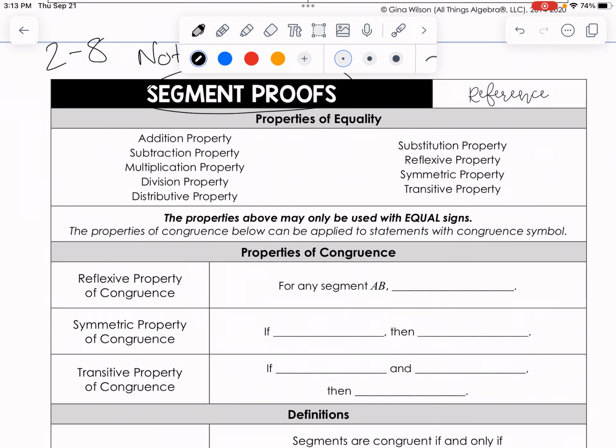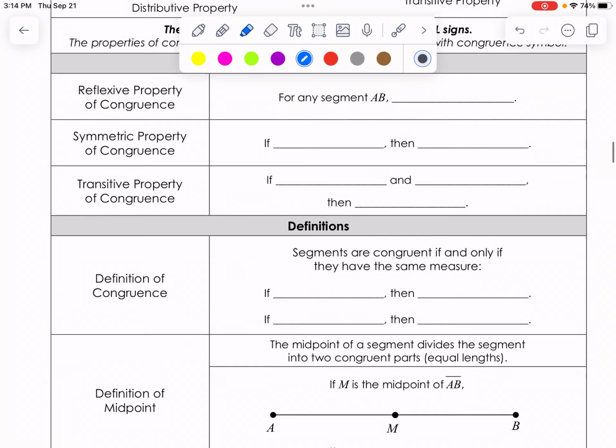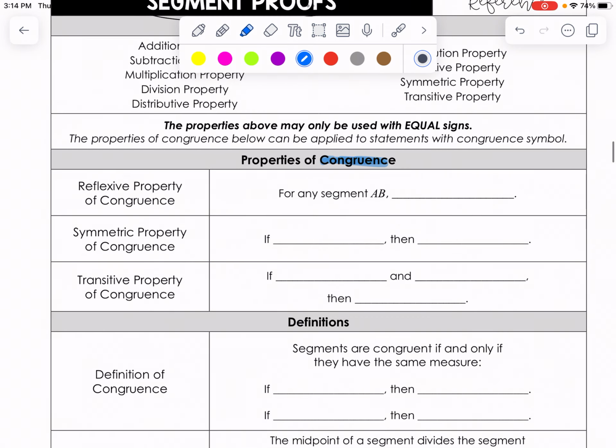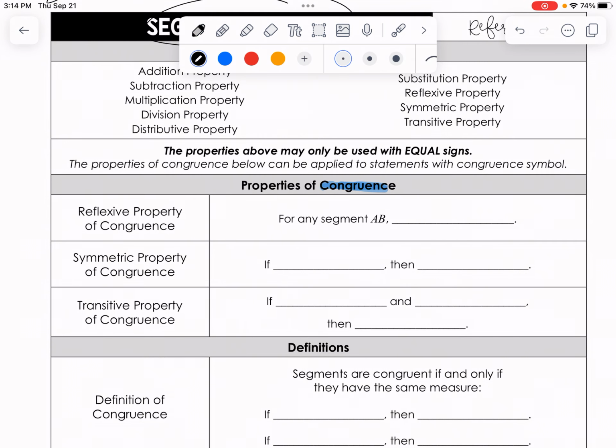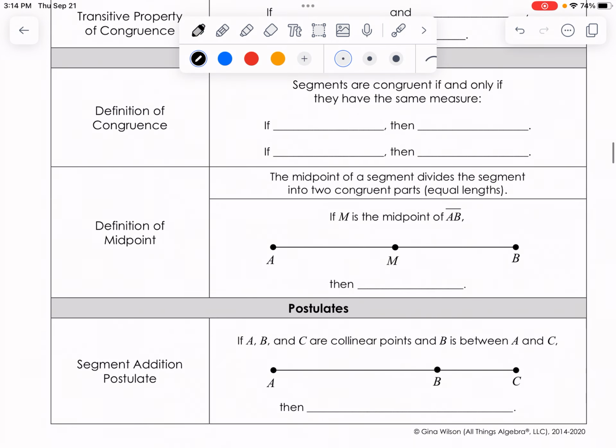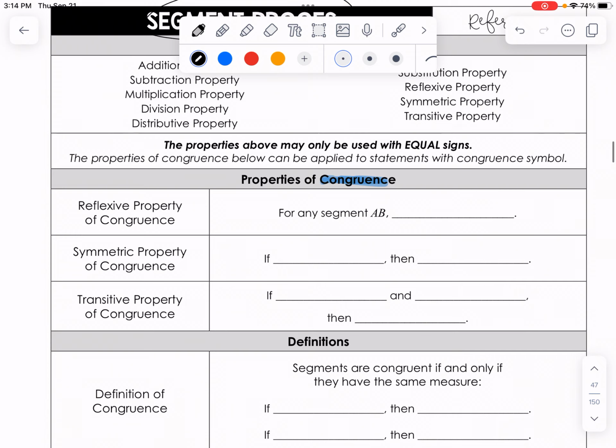So these we're just dealing with properties, and as you can see for segment proofs, we have properties that help us with equality, properties for congruence, and you can continue on from there. We have definitions, and then we also have postulates. This is something that we're familiar with. Segment addition postulate, that was actually our first section of notes. But let's go ahead and get to here.